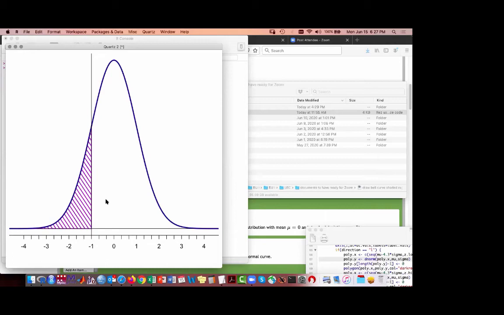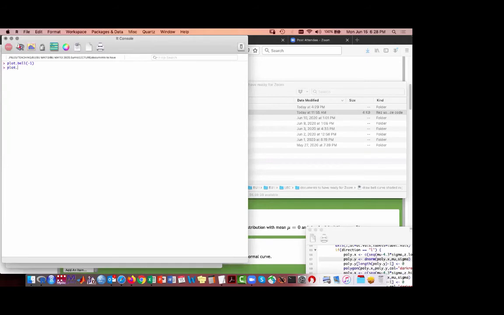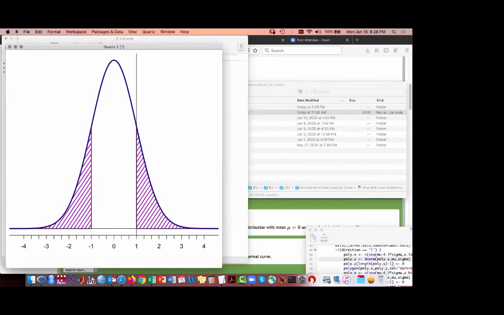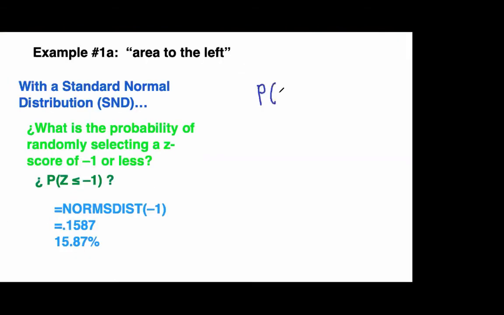Question: What is the probability of getting a z-score greater than 1? Well, because of the symmetry of the curve, 1 and -1 are both the same distance from the mean, but on opposite sides. So the area to the right of z equals 1 would be the same as the area to the left of z equals -1. In other words, the probability of a z-score of 1 or larger would be 15.87%.